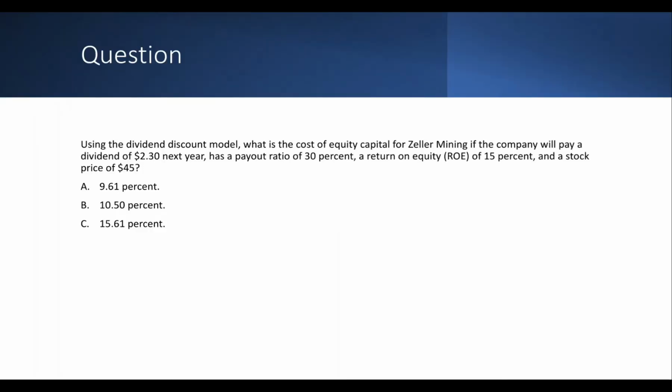Let's do a few questions now. The first one says, using the dividend discount model, what is the cost of equity capital for Zeller Mining if the company will pay a dividend of $2.30 next year, has a payout ratio of 30%, a return on equity of 15%, and a stock price of $45. And the options are A, 9.61%, B, 10.50%, or C, 15.61%.